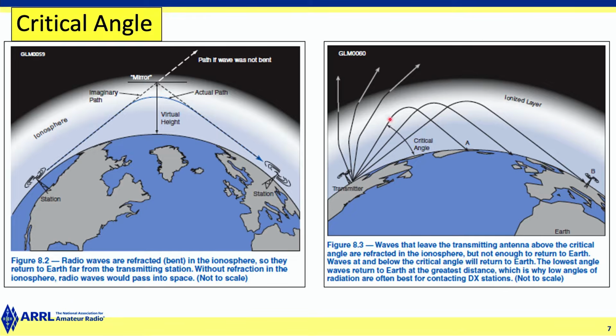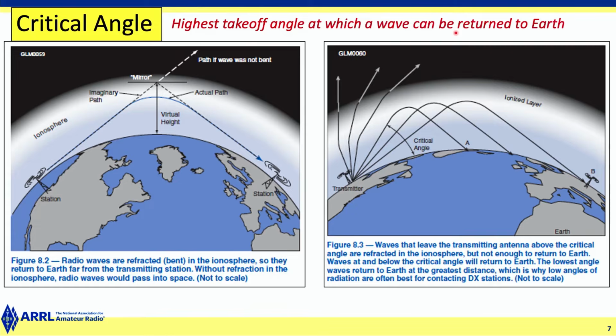Well, any signal that comes off at 45 degrees or less, say 30 degrees or 15 degrees, will be reflected back to Earth. If the angle is higher than 45 degrees, if that's the critical angle, then it doesn't get reflected and actually travels off into outer space. Does that make sense? Because it's punching through. It doesn't have enough of the ions that are reflecting it and conducting it. The critical angle is the highest angle at which a wave can be returned to Earth.